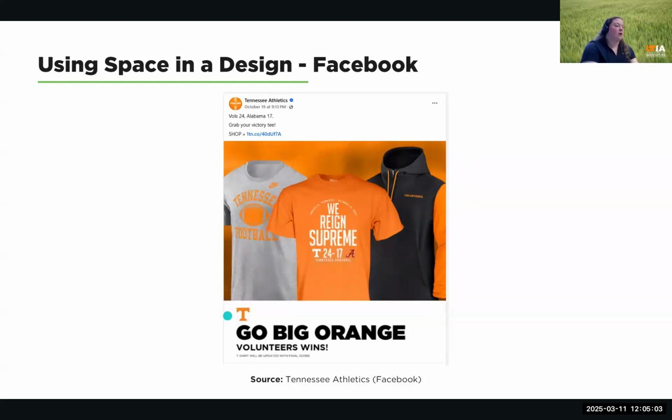And then they've got the words, Go Big Orange, the Power T. They've got some more information down here in the bottom of this image. So things are not cluttered. It looks really nice. You can tell exactly what the purpose behind this post was. In this instance, Tennessee beat Alabama, so they were running this as kind of a promo for the shirts and for the win. So this is just a good example of space in a design in the wild.